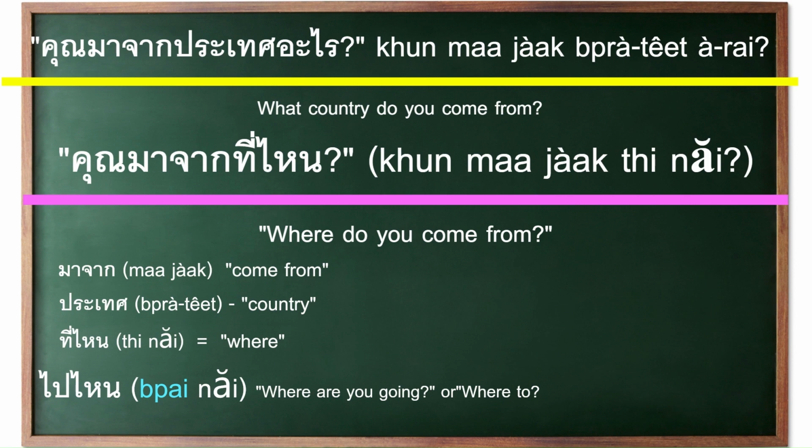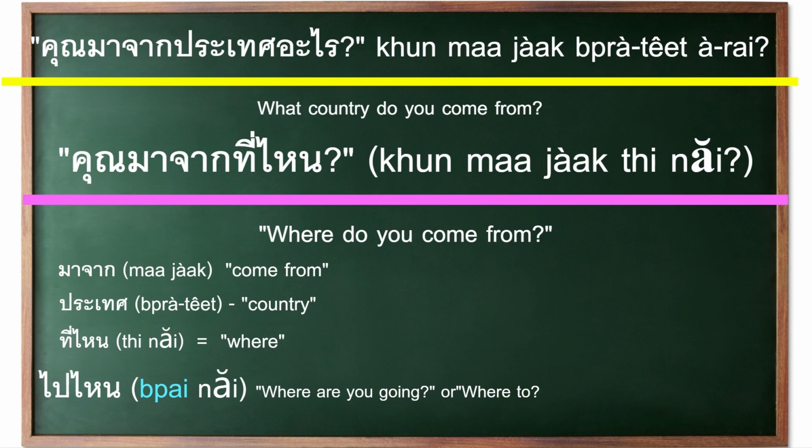Here ไป means to go, indicating movement, and ไหน, as we know, means where. Together, they form a casual question often used to inquire about someone's immediate plans or destination.